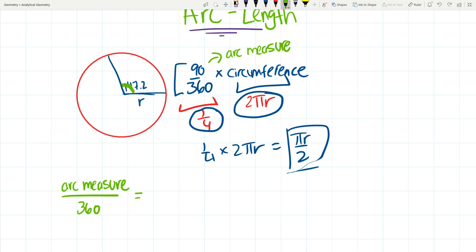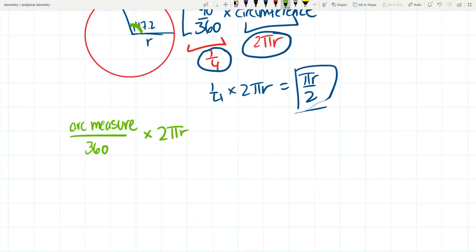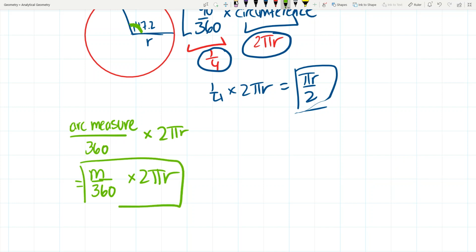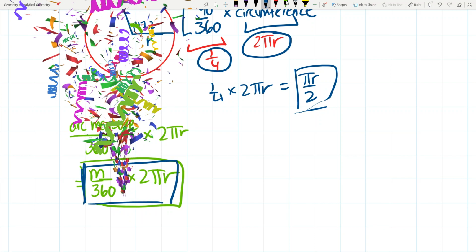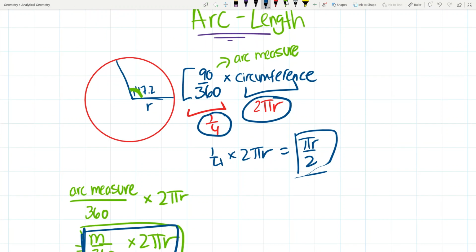times the circumference. The circumference is always going to be 2 pi r if you let r be the radius. So then, letting arc measure be m, you get m over 360 times 2 pi r as our final formula. So this is our formula to find the arc length, which is basically this measure, if you forgot, of any arc.